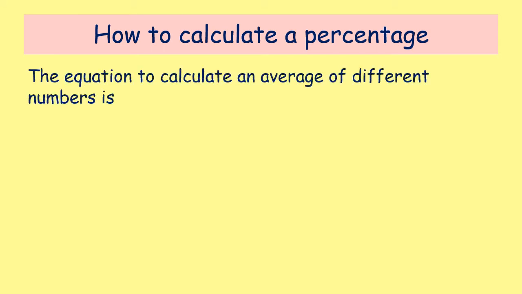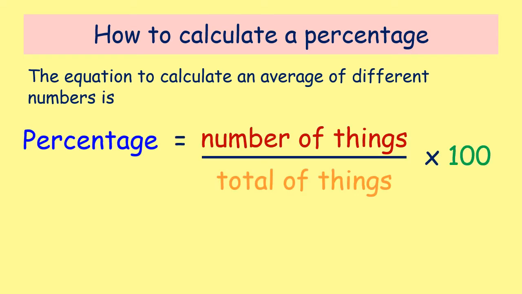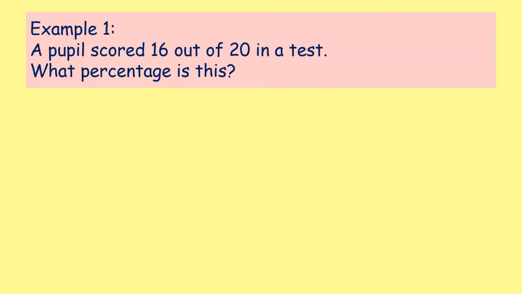This time, the equation we're going to use to calculate the percentage is the number of things that you are being asked about divided by the total number of things you have. And once you've done the number divided by the total, you're going to multiply that by 100. And that multiplying by 100 is what makes something a percentage. Okay, now that might seem complicated, but we'll go through a few different examples.